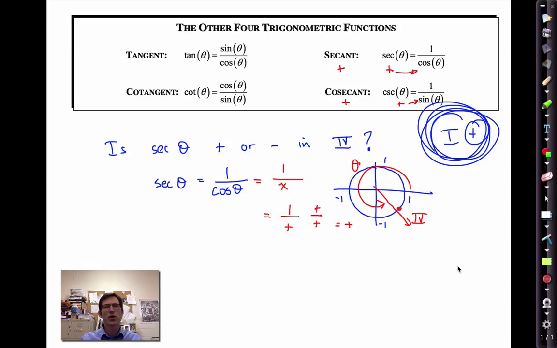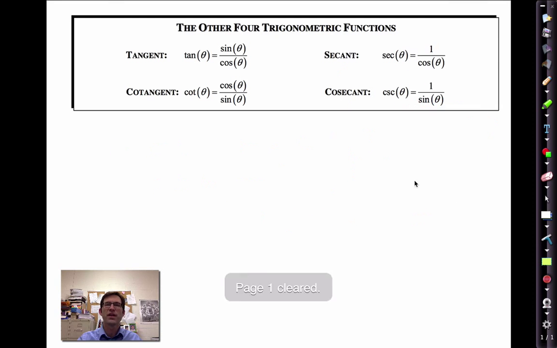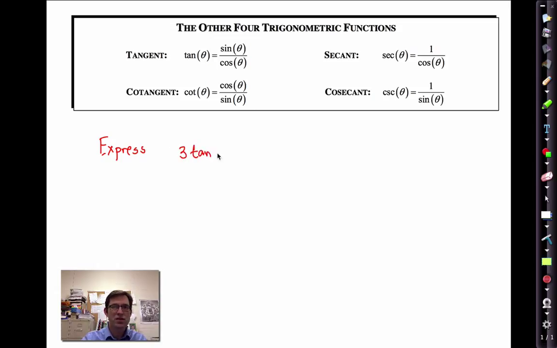Tangent and cotangent are trickier because they involve both the sine function and the cosine function, and that can make life a little bit tricky. One thing that you're often asked to do with all of these functions is some manipulation. For instance, let's say somebody asked us to express 3 times the tangent of theta times the cosine squared theta in simplest terms.